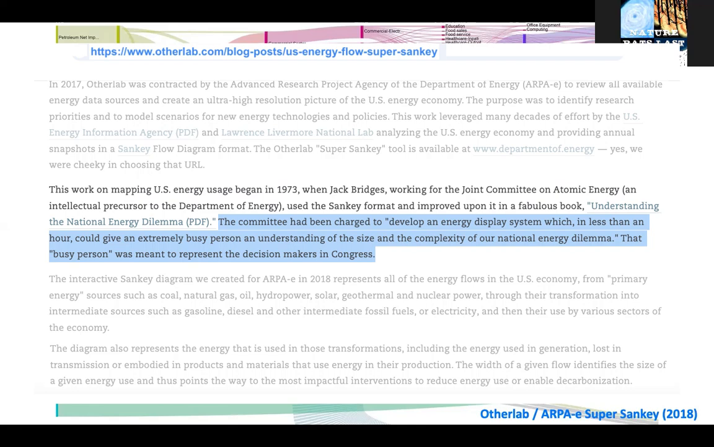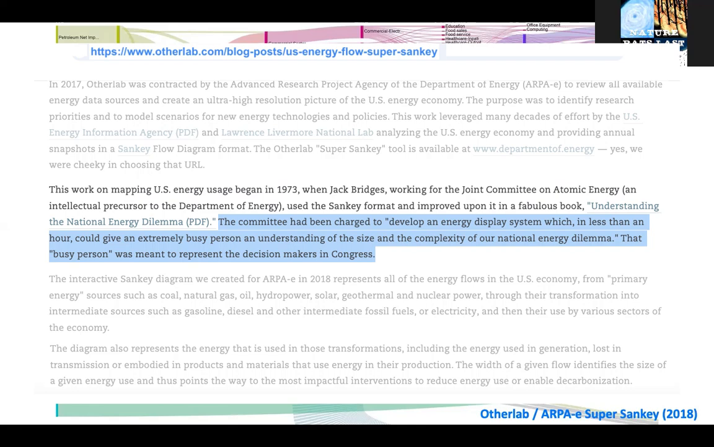It says, the work on mapping U.S. energy usage began in 1973 when Jack Bridges, working for the Joint Committee on Atomic Energy, used the Sankey format and improved upon it in a book called Understanding the National Energy Dilemma. It was obviously in the 70s when we realized we had a bunch of these dilemmas. The committee was charged to, quote, develop an energy display system which, in less than an hour, could give an extremely busy person a fairly complete understanding of the size and the complexity of our national energy dilemma.